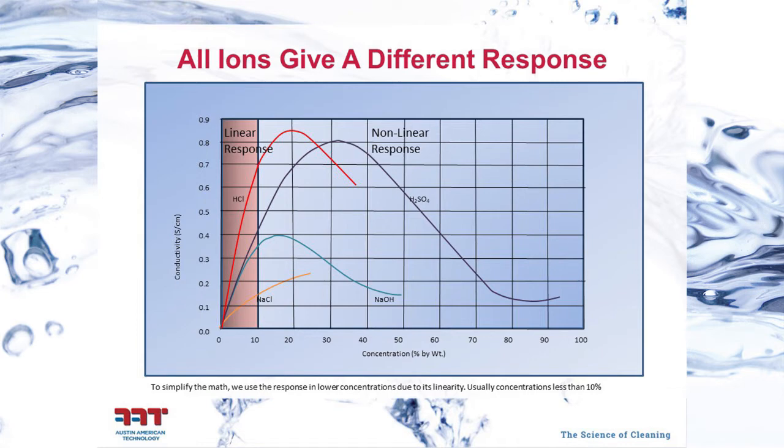Now this gets into the chemistry of it. All ions are going to show a different response in different solutions, and also by concentration. What we concentrate on is looking for linear responses when we look for a solvent. You can see some common ions that are on the boards, not all the ions, but common ions, and you can see that we get a very linear response somewhere between 5 to 10%. As far as concentration of ionic contamination, in the SMT PCB world we don't see anything near that high. But it's nice to know that we have a good linear response all the way up to 10%. So to simplify the math, we only use the responses in lower concentrations because of that linearity.